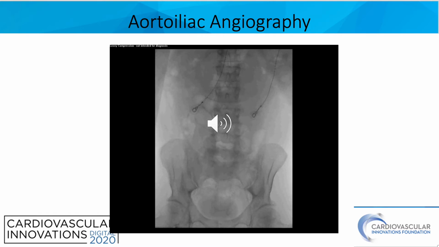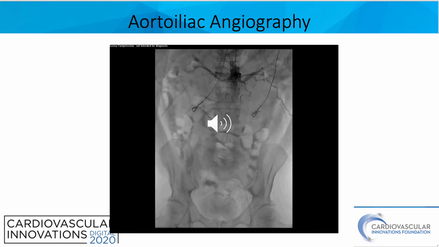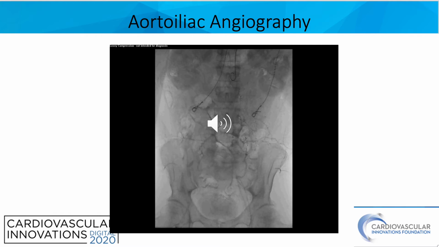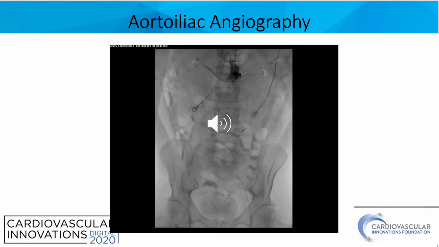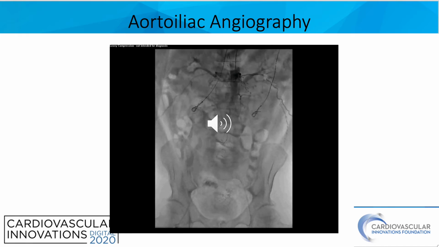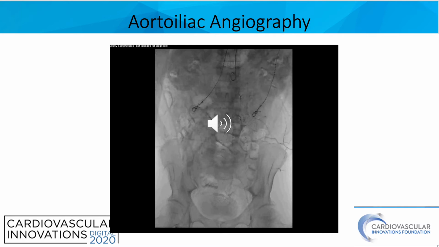We gained access from the right radial artery and placed a pigtail catheter into the abdominal aorta. As in the pre-procedure angiography that was completed at the outside institution, you can see that the renal arteries are widely patent, and it demonstrates the total occlusion at the mid-abdominal aorta with reconstitution at the external iliac arteries.